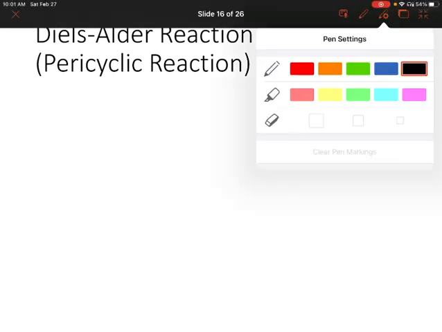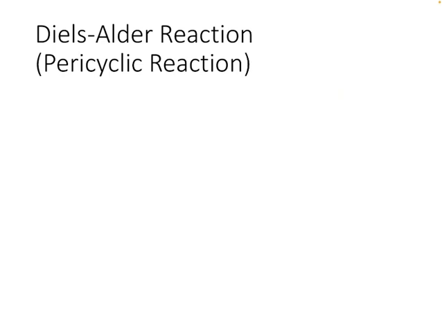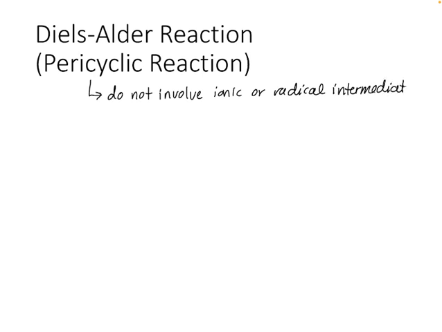All right, so what are pericyclic reactions? Let's start there. So pericyclic reactions are reactions that do not involve either ionic or radical intermediates. So really, in a pericyclic reaction, everything happens in one step, so we don't have any intermediates.